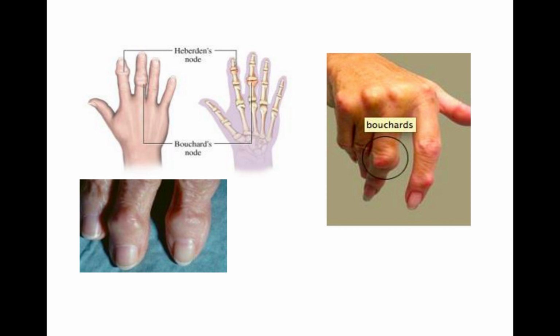Here, some nodes associated with different conditions. Heberden's nodes in the DIP, the distal interphalangeal joint, associated with osteoarthritis. Bouchard's nodes associated with rheumatoid arthritis.